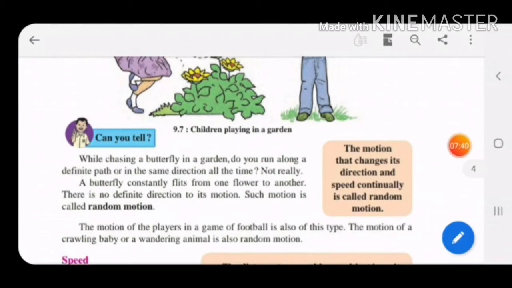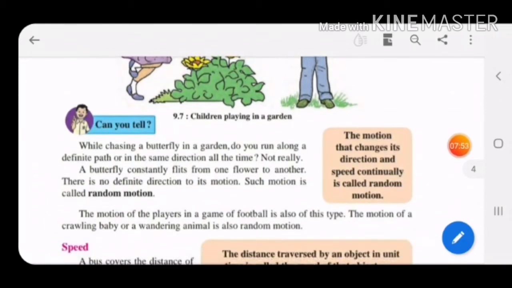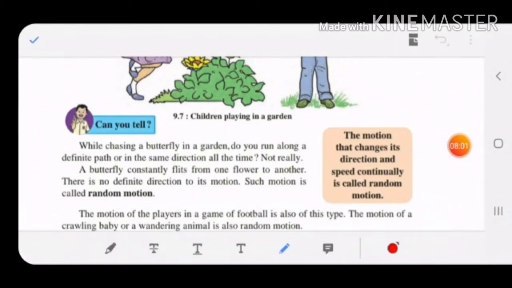There is no fixed rule that the butterfly will sit on one flower in the north direction, then it will come to the south, or that it will go only north. No, it can go east, west, any direction. So a butterfly constantly flits from one flower to another. There is no definite direction in its motion. Such motion is called a random motion. So what is random motion children? The motion that changes its direction and speed continuously, that motion is called a random motion. The butterfly's speed is also not the same, it may change speed and direction, both change, then that motion is called a random motion.